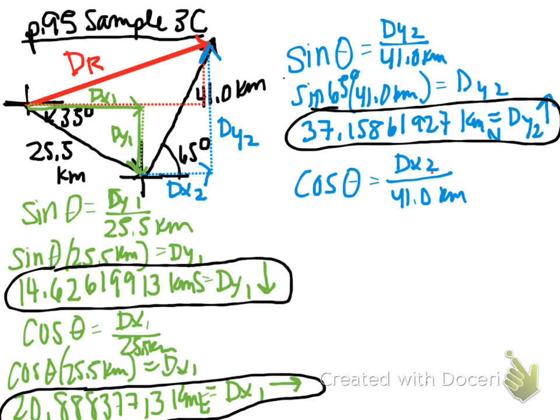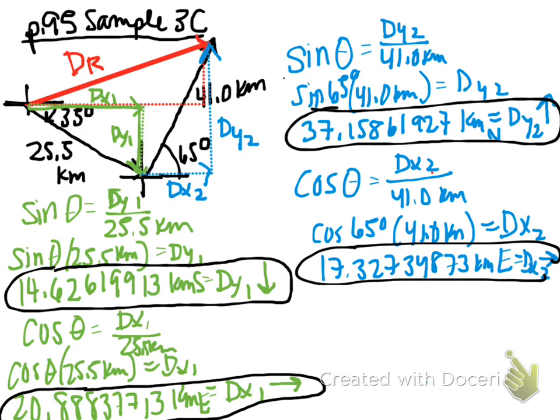So now we're ready to find our dx2. Okay, so we're going to use cosine because the x displacement is adjacent to the angle. So cosine of 65 degrees times 41.0 km will give us our dx2. So we've got 17.32734, etc. kilometers east is our dx2.